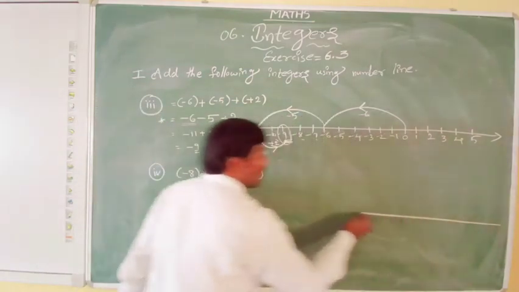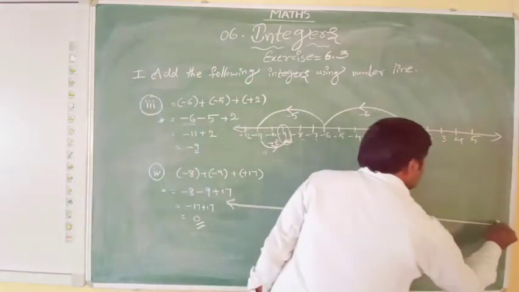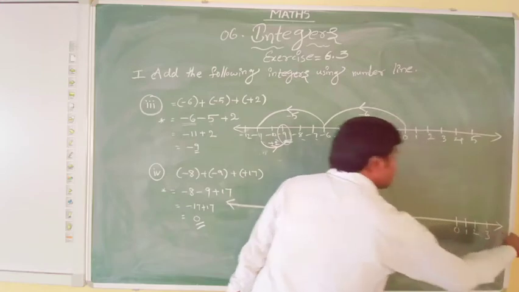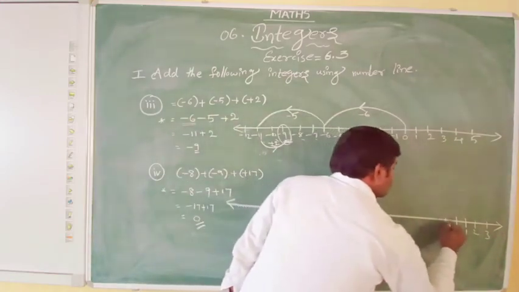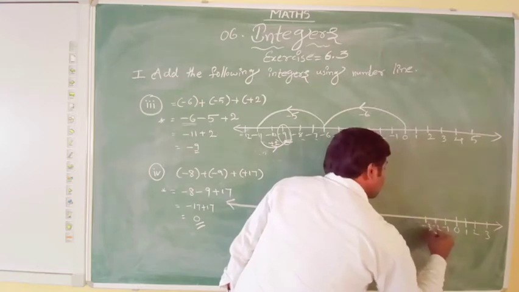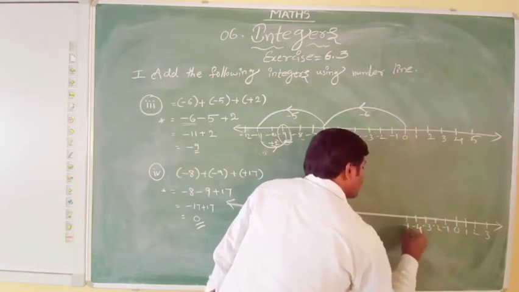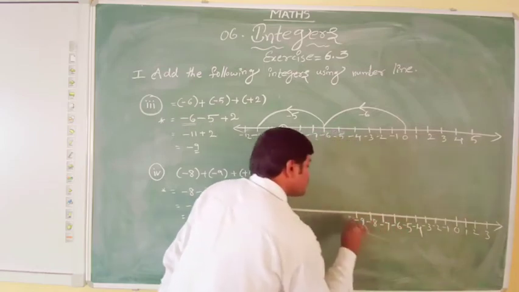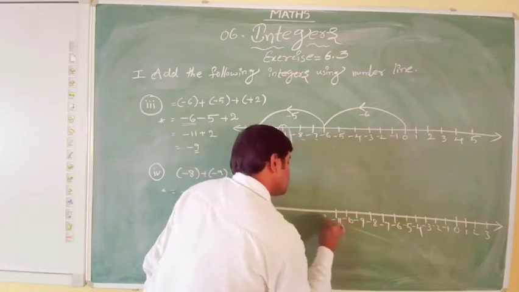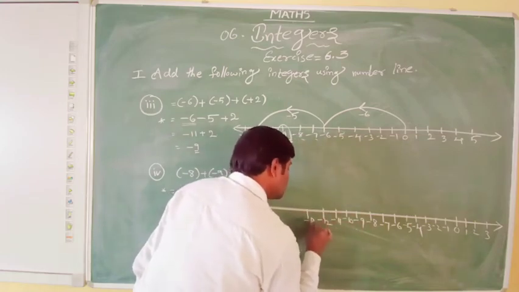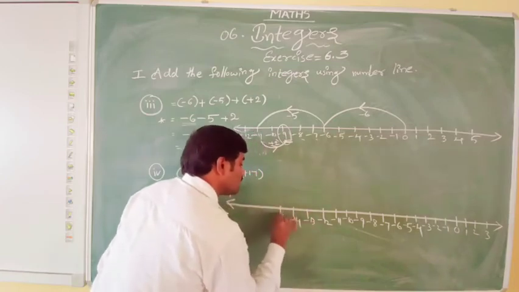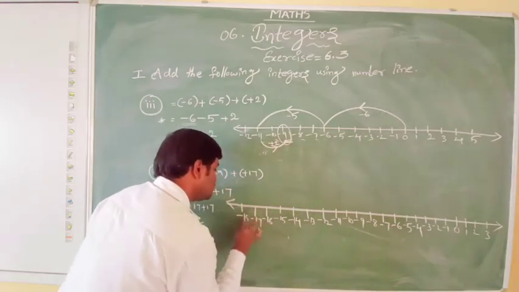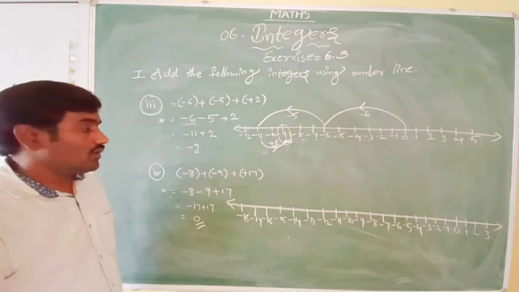Okay. Now let me take. However, I am going to get negative values more, so positive values I will take some less. Negative values are more. So I will take here minus 1, minus 2, minus 3, minus 4, minus 5, minus 6, minus 7, minus 8, minus 9, minus 10, minus 11, minus 12, minus 13, minus 14, minus 15, minus 16, minus 17, minus 18, like that. Okay, I have got it. This is enough.